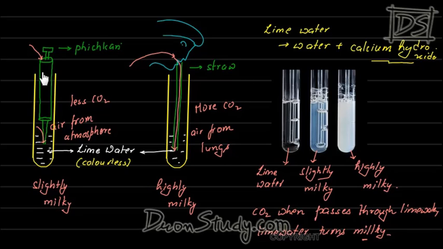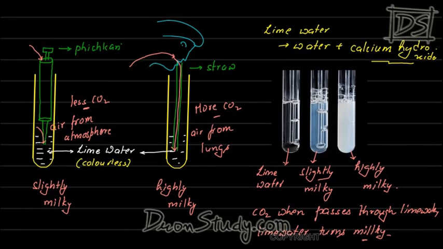So that means, students, the air that comes from the atmosphere contains less carbon dioxide, and the air that comes from our lungs contains much more carbon dioxide. And how does it get the extra carbon dioxide? It gets the extra carbon dioxide because our body produces carbon dioxide, students. So the air that comes from our lungs has more carbon dioxide, and for that reason more carbon dioxide goes into this lime water and it becomes more milky, students. Okay. So it is proved from this experiment that our body produces carbon dioxide.